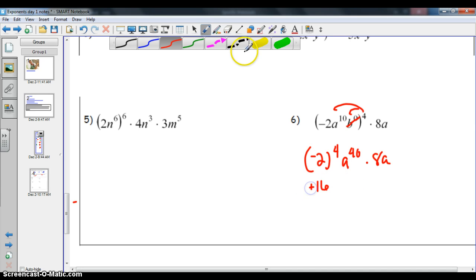Oops, positive 16, or that negative came from, because it's even, right? So evens get that positive. And then we have times 8, and then we have a to the 40th, and 1 would be 41. So last step, multiply that 16 times that 8, and you get 128, and then it's a to the 41st.